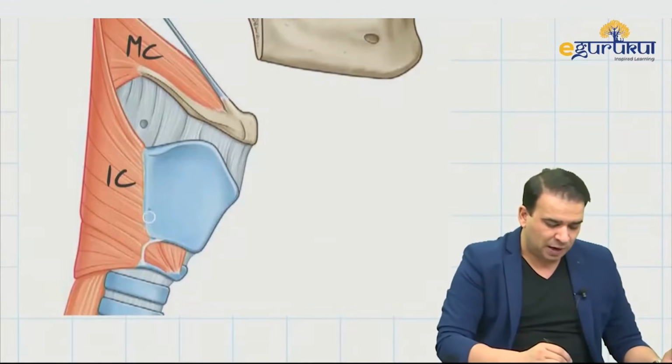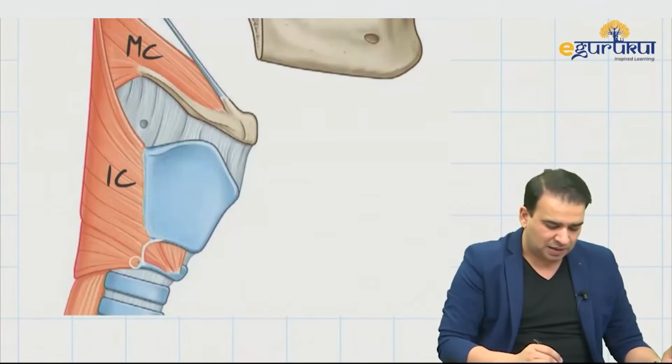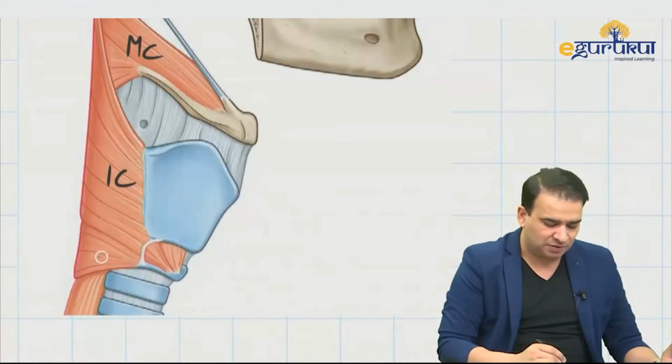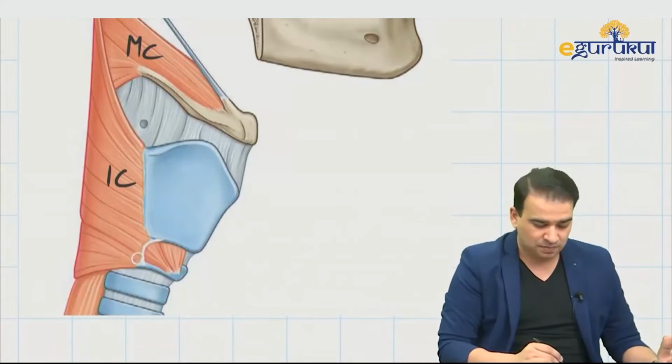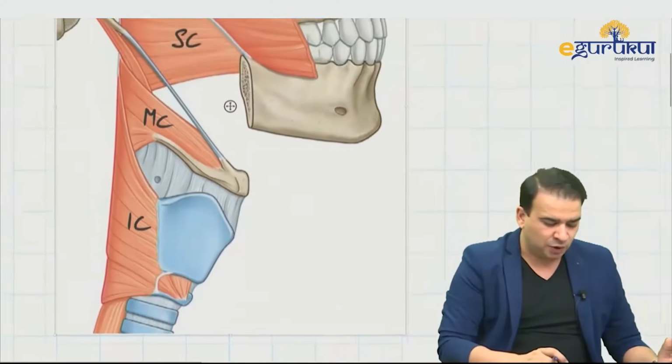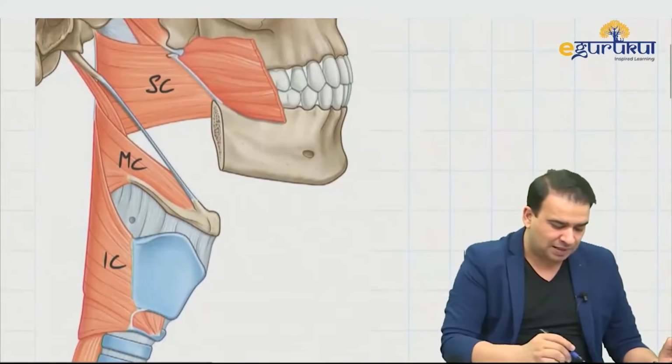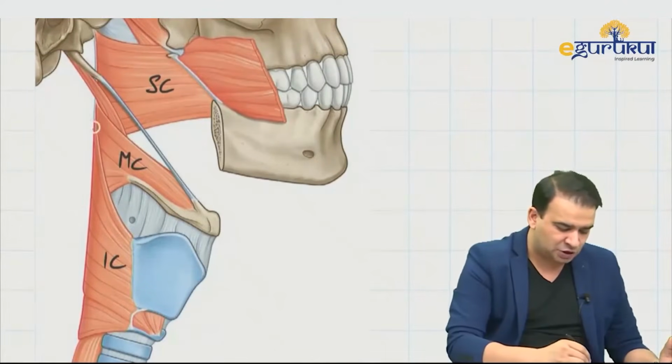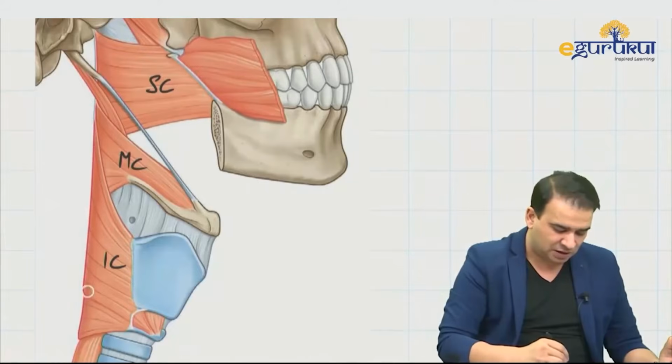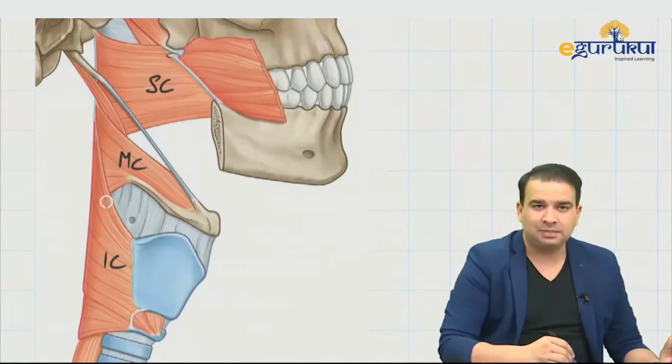This is the oblique line of the thyroid cartilage, which is giving origin to the thyropharyngeus, and the lamina of the cricoid cartilage is giving origin to the cricopharyngeus. And the insertion for all these muscles is common, and that common insertion is the pharyngeal raphe. That is the pharyngeal raphe, which is a common insertion at the back.